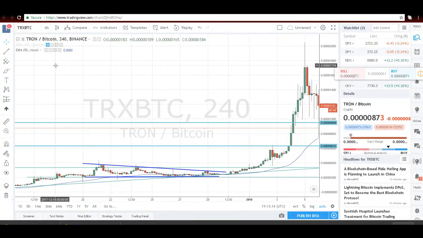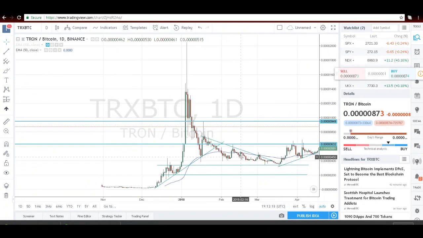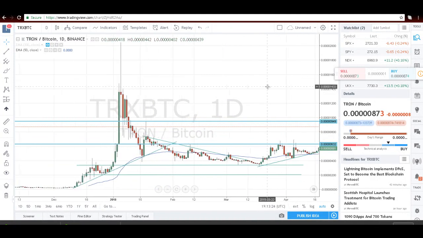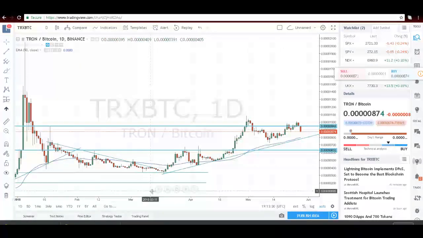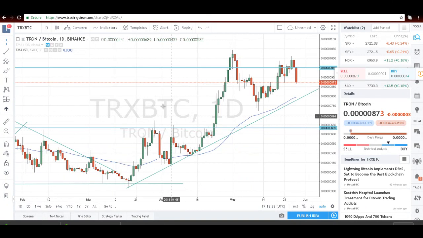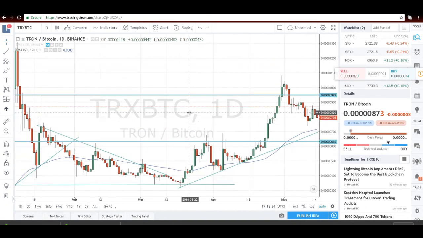And guess what? As soon as Tron went to this area right here, Tron shot up and went crazy. So these areas are very, very key areas on the chart too.